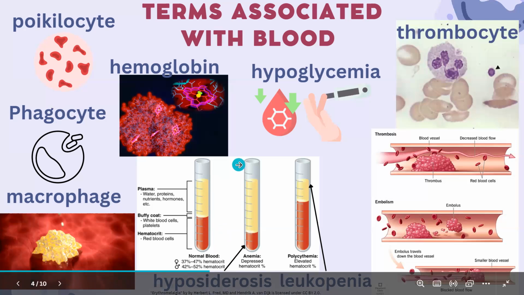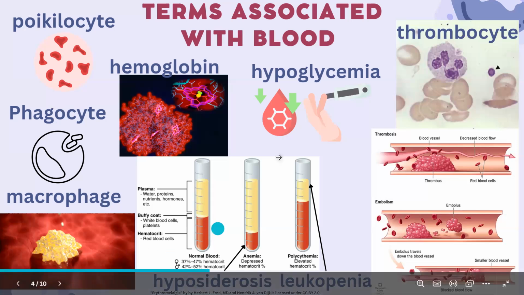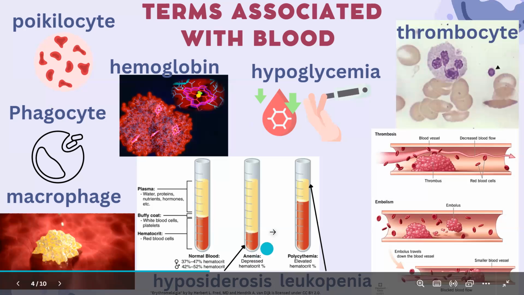So our next term here is hyposiderosis. So let's break this one down. Osis is our suffix for abnormal condition. Hypo means deficient or not enough. And then SIDER, cider, that is a new root for iron. So hyposiderosis would be an abnormal condition of deficient iron. Another term for that would be anemia.